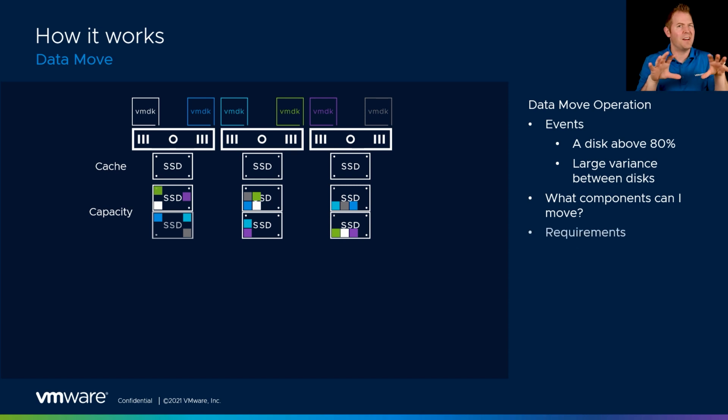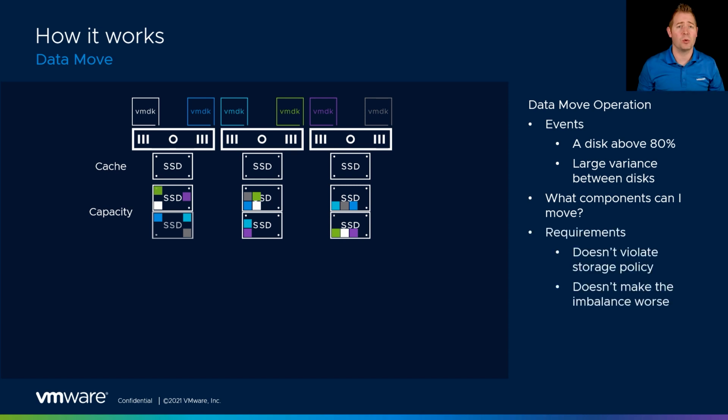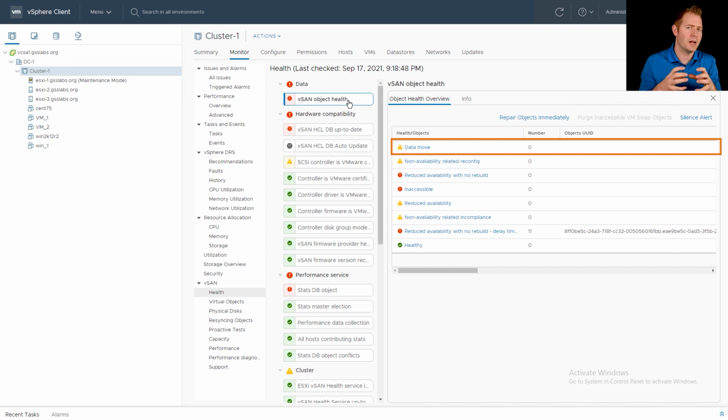But there's a lot of little caveats that come into play. So for example, will this operation violate our storage policy? If I move this component over, will it still work with our RAID 1, RAID 5, RAID 6 storage policy? Because we don't want to violate that. The other thing we'll look at is, if I take this component and move it over, do I make the situation better or do I make the situation worse? And sometimes, if we can't satisfy those two requirements, we won't do a data move operation.